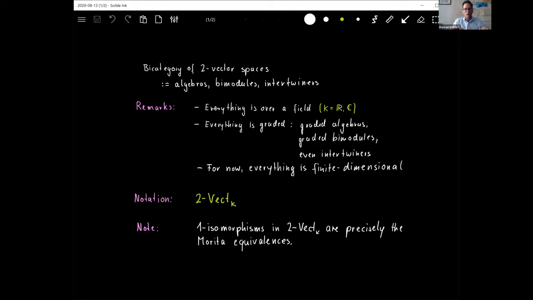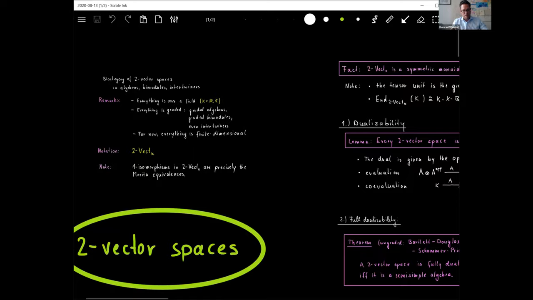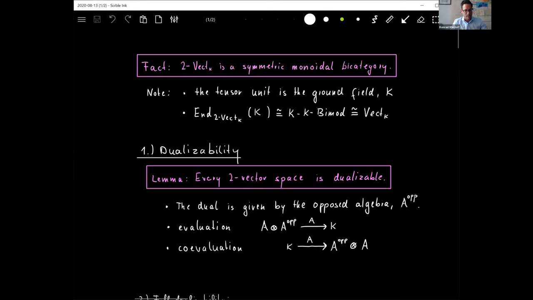All right, so let's start with this. I'll start with some facts about this bicategory. So the first fact is that it is symmetric monoidal. So 2Vect_K is my notation for this bicategory of algebras, bimodules and intertwiners. And this is a symmetric monoidal category with the monoidal structure given by the tensor product over the ground field K. And this is well established, and there is not so much interesting to say about this.